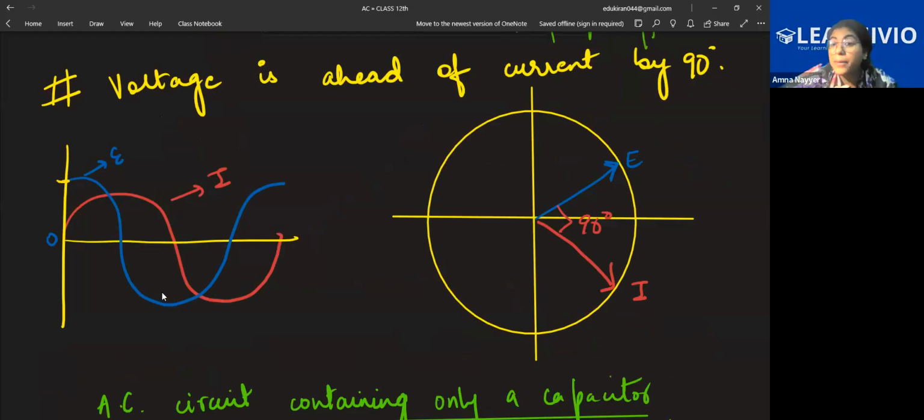Look, there's a gap in the wave. This wasn't the diagram in the resistor circuit. Both were overlapping in the resistor circuit because they were in the same phase. Now, since EMF is ahead, we have drawn the current behind in the fourth quadrant to show that it is lagging behind by 90 degrees. This is the graph, and this is the phasor diagram for this. Write it, understand this. Any queries? Then you can ask.